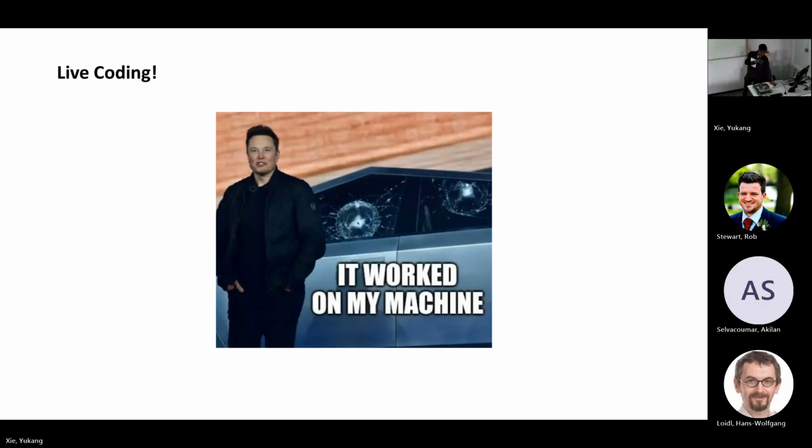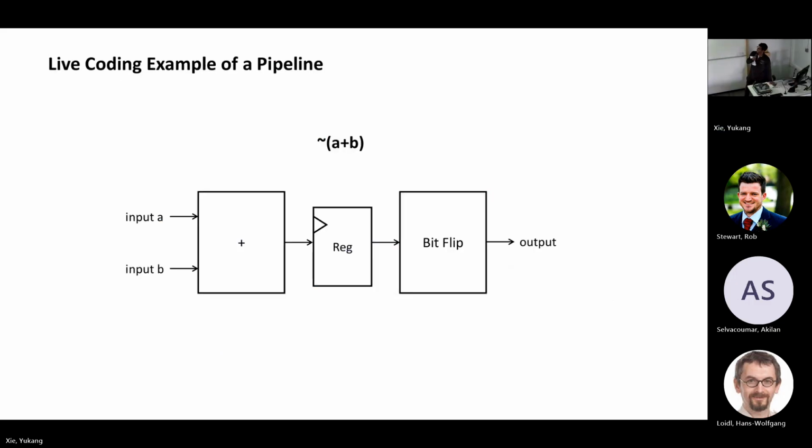And we're going to do some live coding right now. We're going to do something really, really simple today. We're going to take two inputs A and B, and for example, we're going to do an addition. We're going to write to the register, and then we're going to do a bit flip of that output and then write it out. And me and Yukang will do it in different languages. You want to start? Okay, yeah. So bit flip here means you flip all bits. Yes.